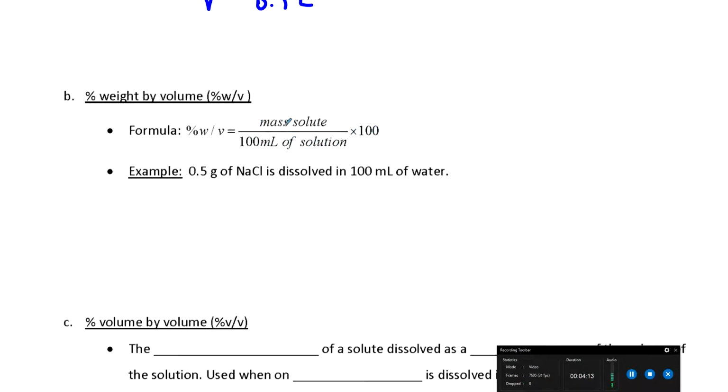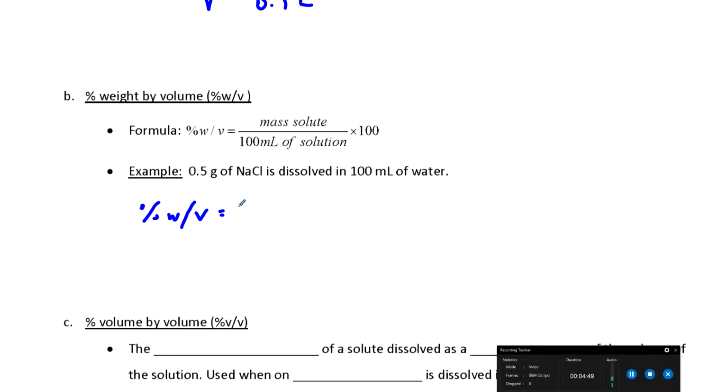Okay, so you're basically looking at what's the percentage of the solute in the entire solution, and what is its percentage by mass, or weight in this case. So let's do that same situation that we did prior in the last one. We still have our 0.5 grams of sodium chloride in 100 milliliters of water. So we want to know what percentage of the solution by mass is made of sodium chloride.